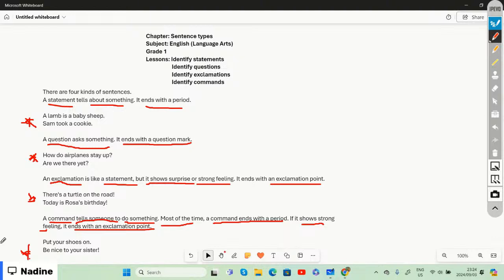Then we have an exclamation sentence, and we said an exclamation sentence is a statement, but it shows strong feelings and it shows surprise. An exclamation ends with an exclamation point, and then lastly we have a command, which tells someone to do something.